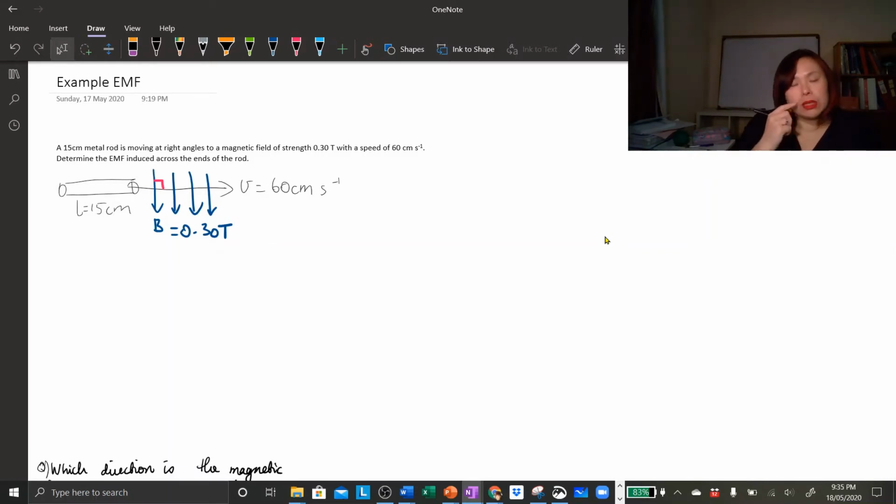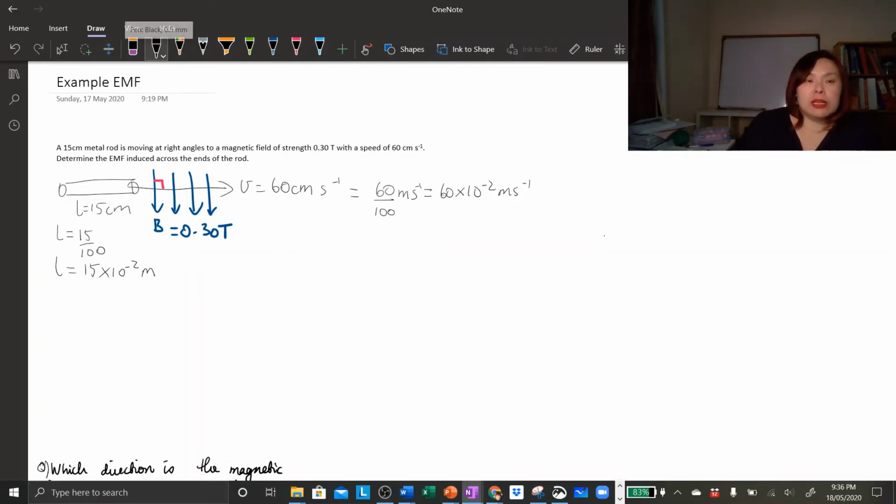Now, the first thing we need to do before we do anything else is make sure everything is in SI units. That velocity is in centimeters per second, so we need to divide it by 100 to get it to meters per second. That can also be written as 60 times 10 to the negative 2 meters per second. And the length of the rod, we can do the same thing. We know that the rod is 15 centimeters, so 15 divided by 100 gives you what you want, or 15 times 10 to the negative 2 meters for the length of the rod.